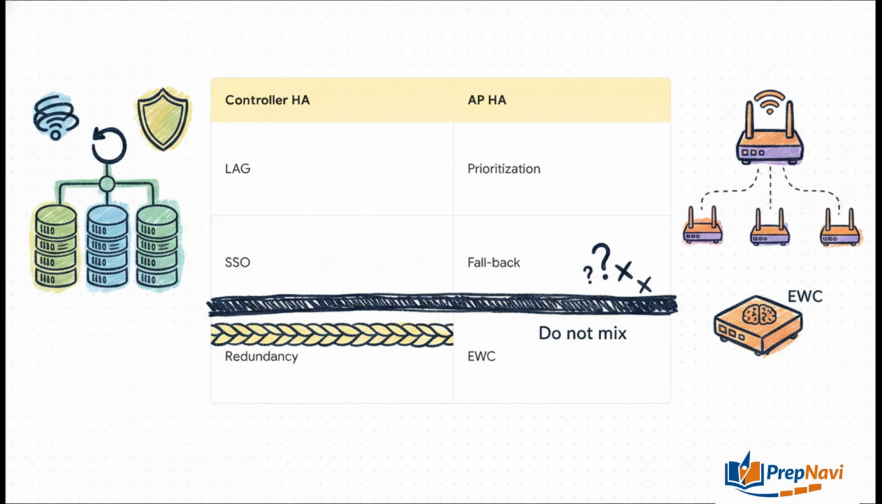It also includes understanding the embedded wireless controller, or EWC model. So whatever you do, do not apply an AP fallback strategy to a controller HA question. Keep these silos completely distinct in your mind.